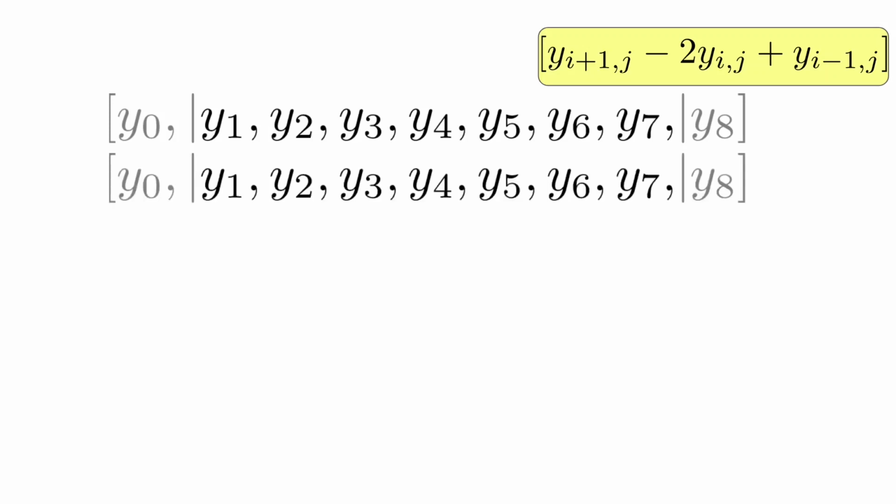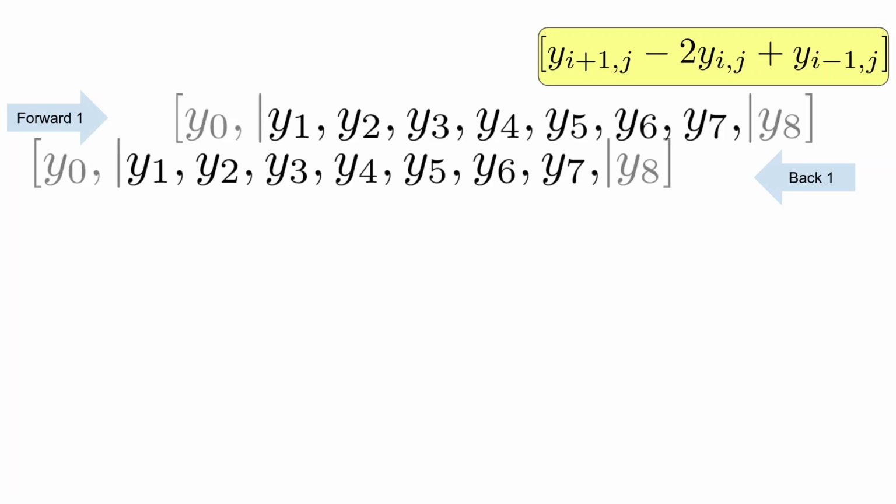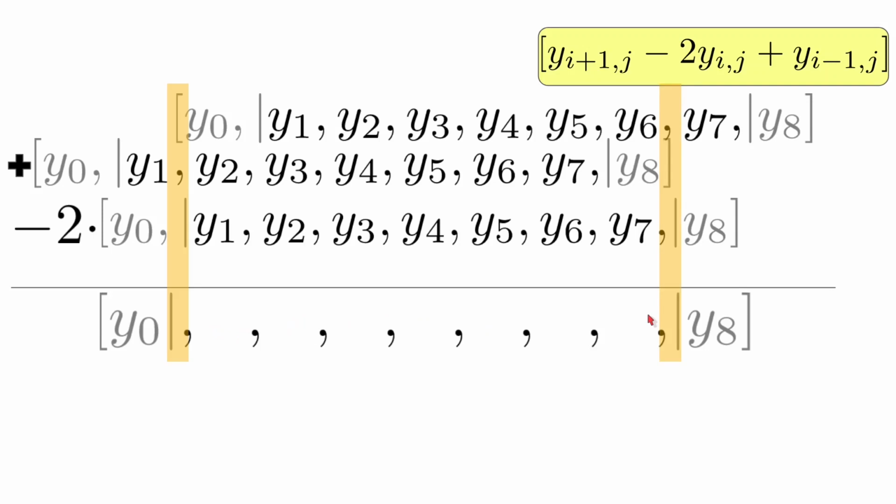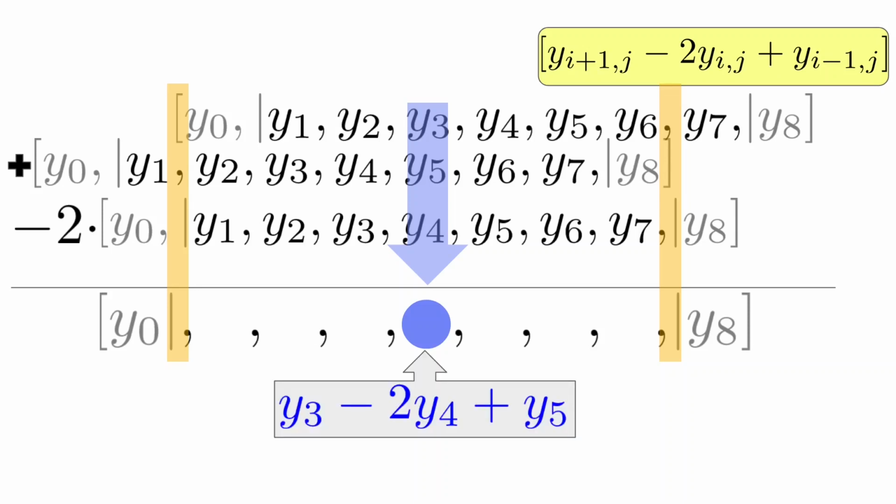So if I take 2 copies of this array and shift one of them forward and one of them back, I can align the elements like so, and I can add them together. I can take 2 times the unshifted array and have the results land in an array that's waiting to receive the results. So here I have empty space waiting to receive, between these 2 orange zones, the result of this computation. I'm taking the first array plus the second array minus 2 times the middle array, which is what we have in the yellow here. And what results in this place is y3 minus 2y4 plus y5, which is exactly what we want.